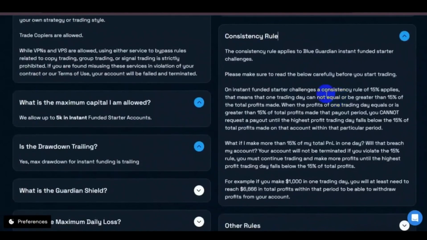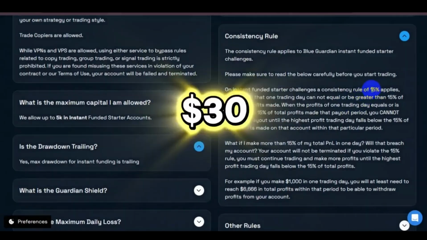Consistency rules: you have to maintain the 15% consistency rule. That means if you make a total profit of $100, then your highest profitable day should not be greater than $50. If you make $200 total profit, your highest day profit should not be greater than $30.